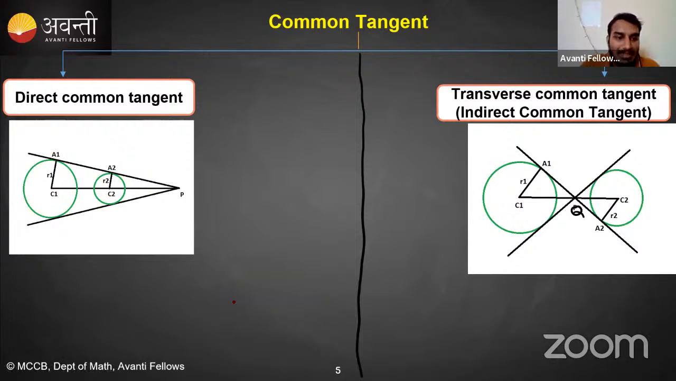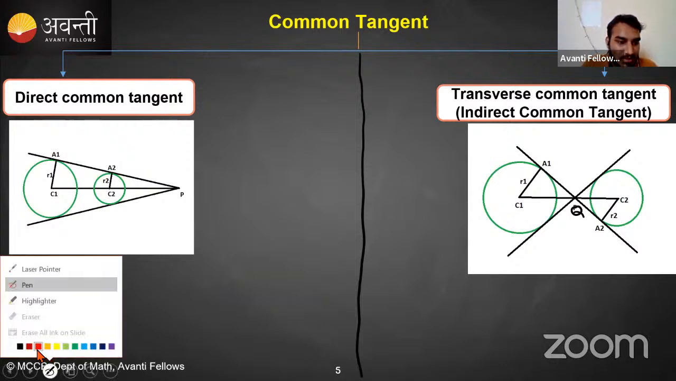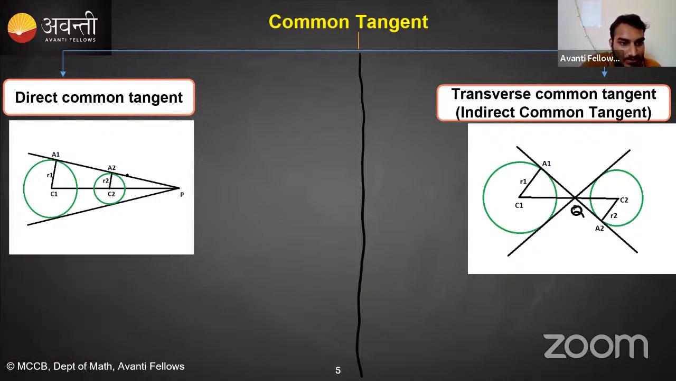Let's say in the direct common tangent, this is one tangent and this is another tangent. These two tangents are intersecting at point P. There are two circles, and these are the two direct common tangents. We can see that these two tangents are intersecting at point P.